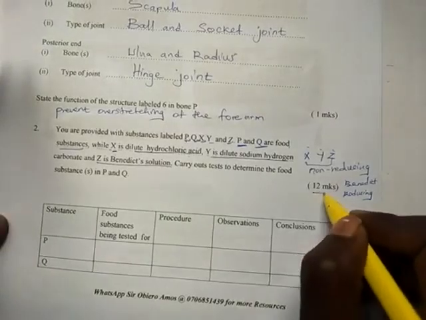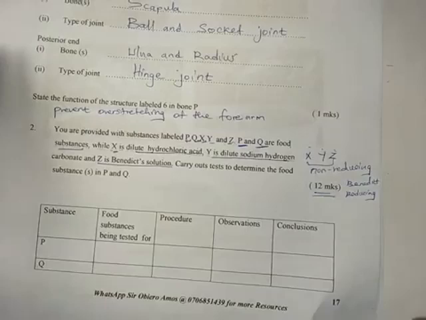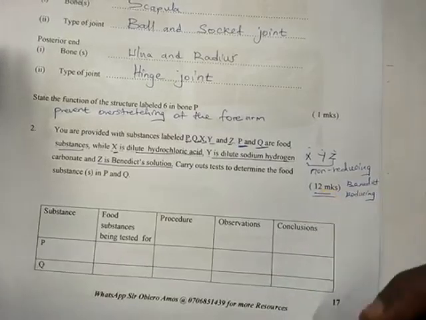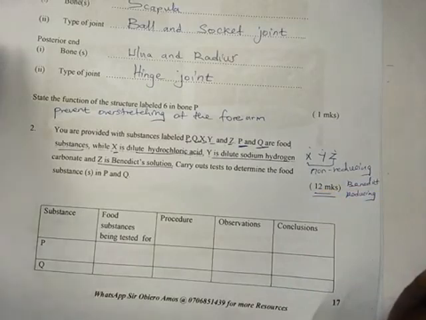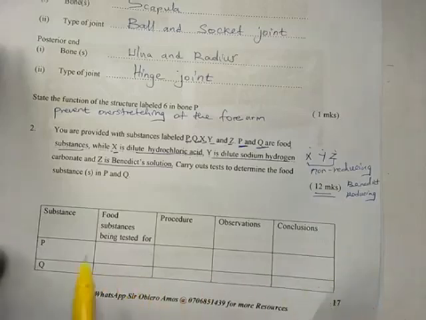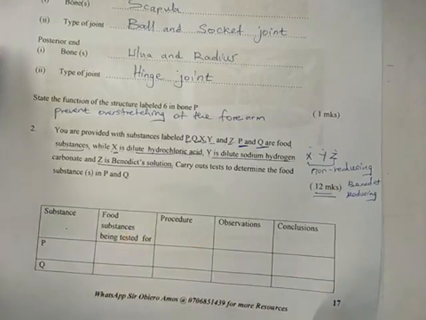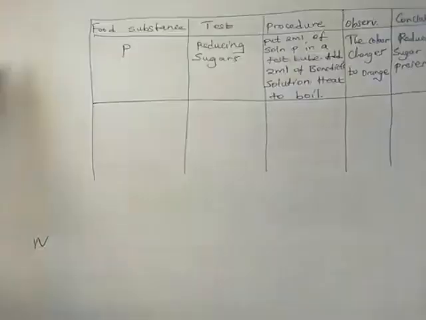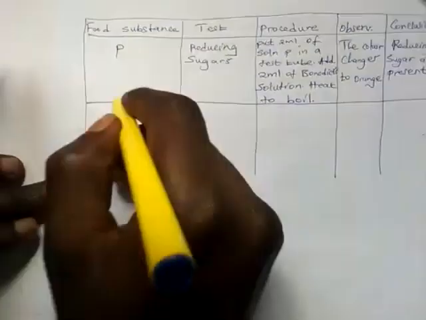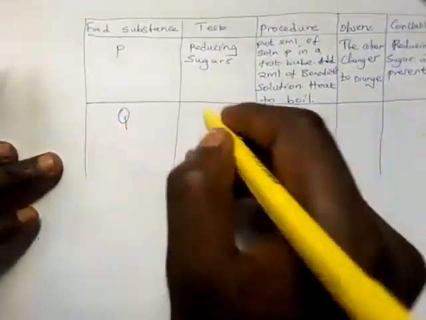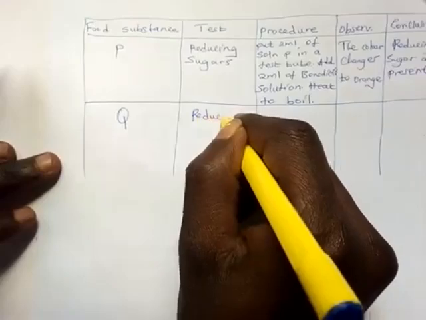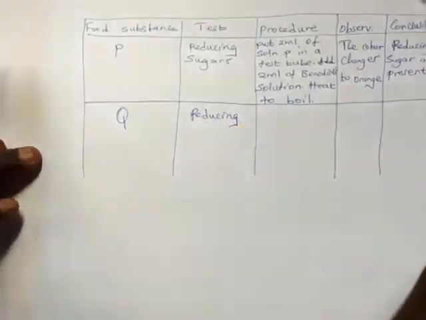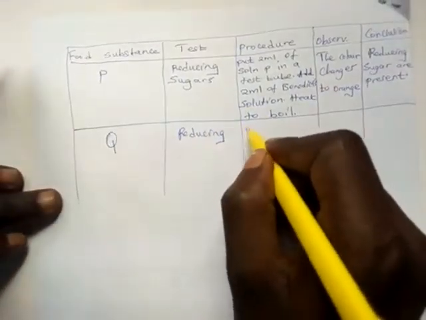Now here you should be able to identify the marks first. You have seen there are 12 marks, and you are testing for 2 food substances. You should test one substance, then the second. Like here we are testing now. Let's use Q. We test also for the reducing sugar. Then we repeat our procedure.